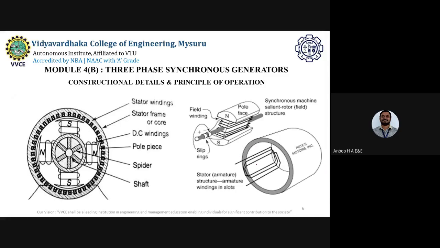This is the stator windings, the cross-sectional view of it. When I'm talking about the cross-sectional view, you'll have the stator frame or the core. Next, you'll have the DC windings, which I call the field windings also. Next, you'll have the pole piece. Next, you'll have the spider, which is the spider arrangement in a machine. Next, you'll have the shaft of the machine.